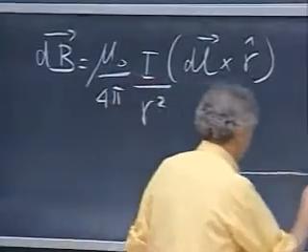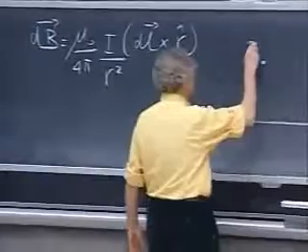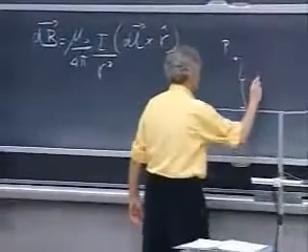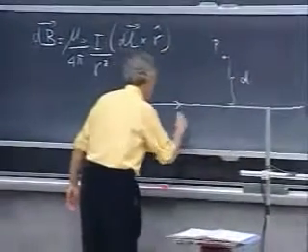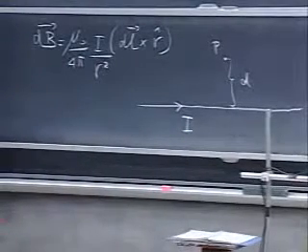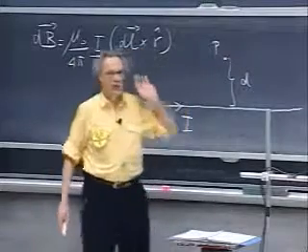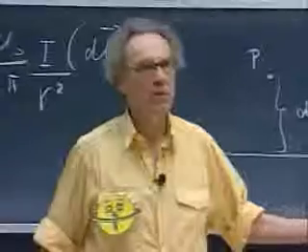A classic problem that you probably have done. We have point P here at a distance d from a wire, and the current through the wire is I. If you want to know what the magnetic field at P is, you can use Biot-Savart. It will be a stupid thing to do, but you can do it.